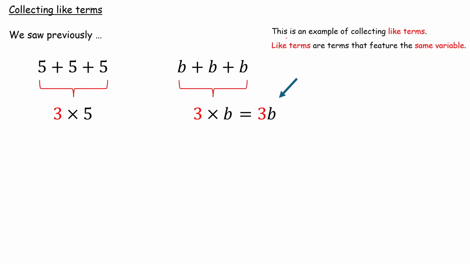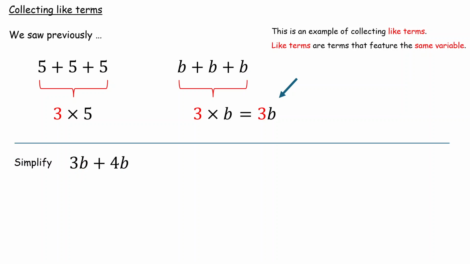So this here is an example of collecting like terms, because you've got b plus b plus b, they're all the same variable, so you can combine it together. So like terms are terms that feature the same variable. So you can see here we're using b in each of these.